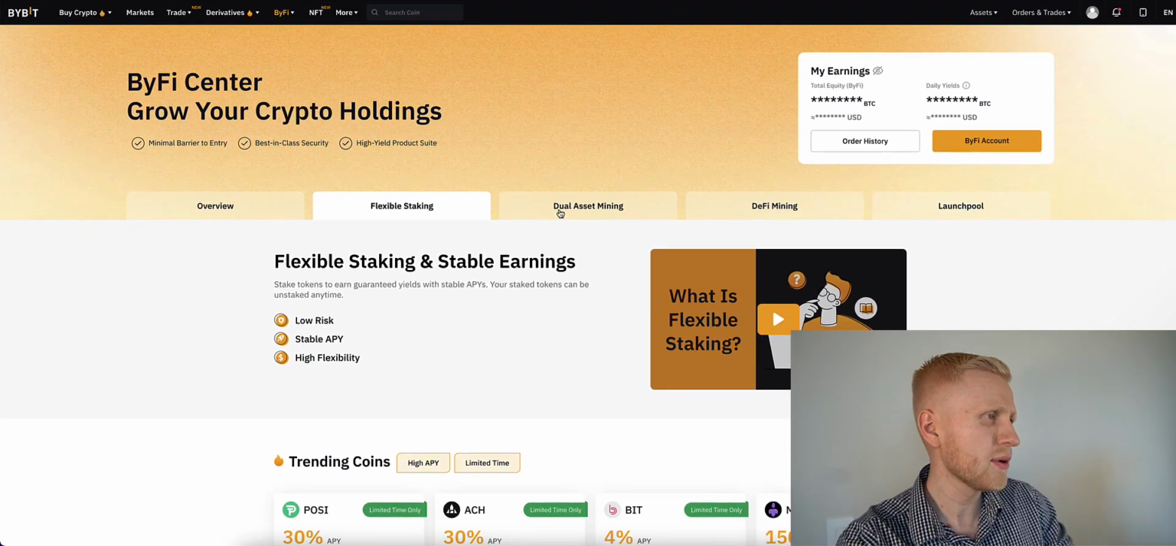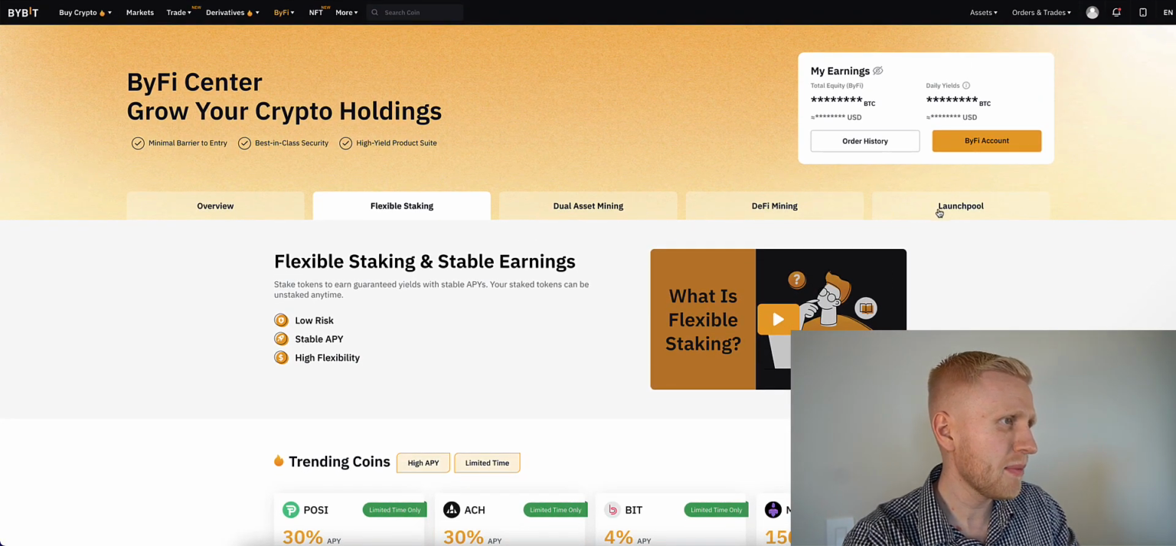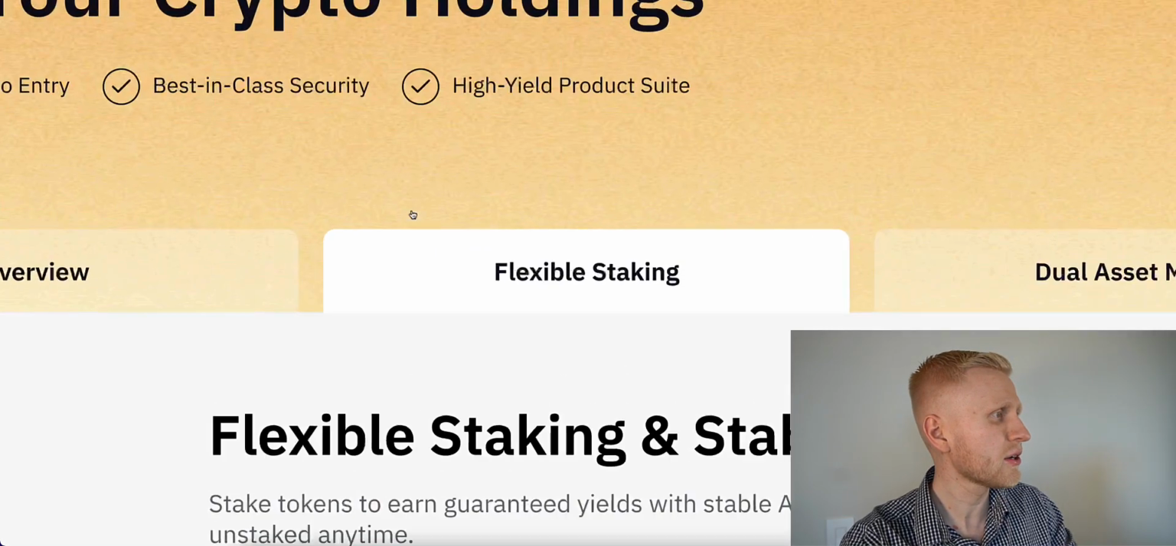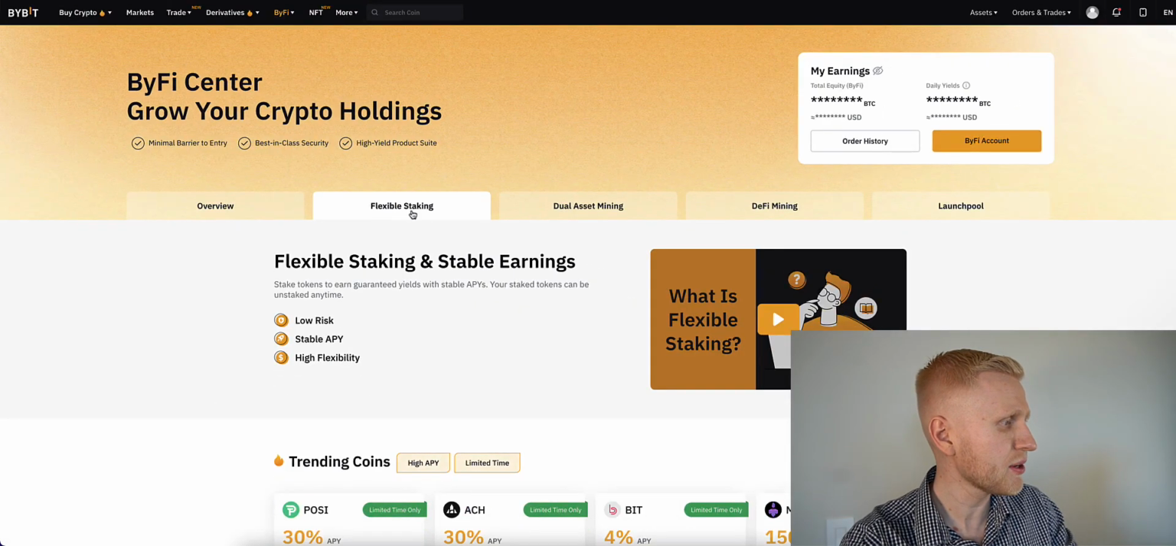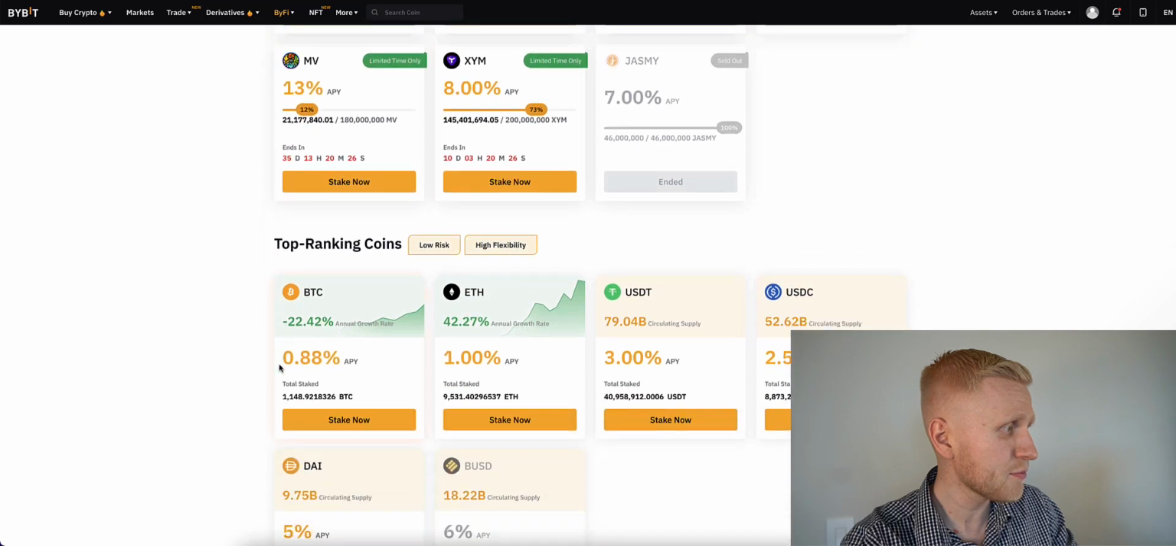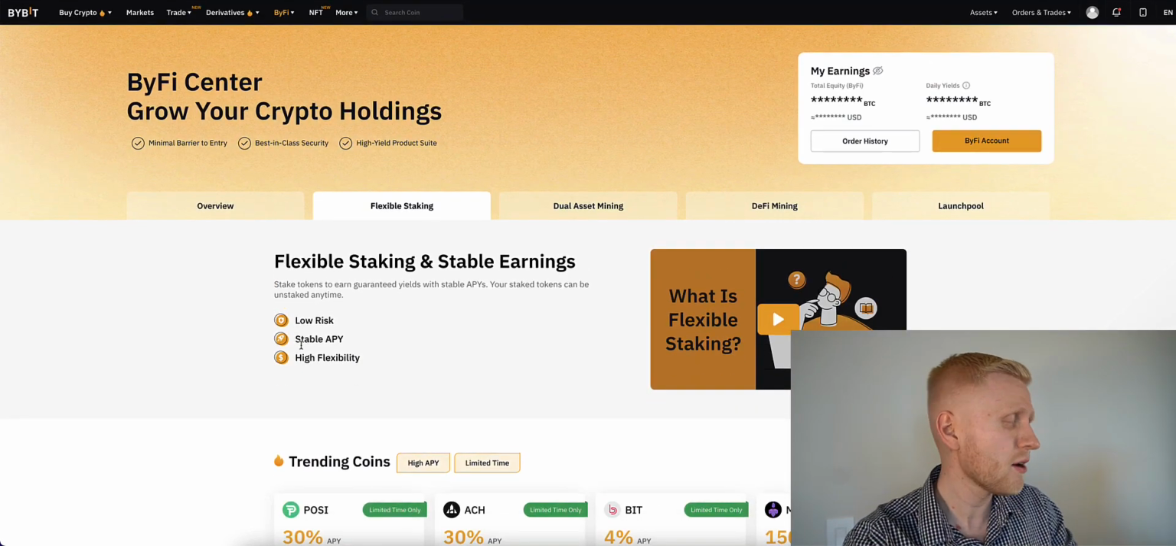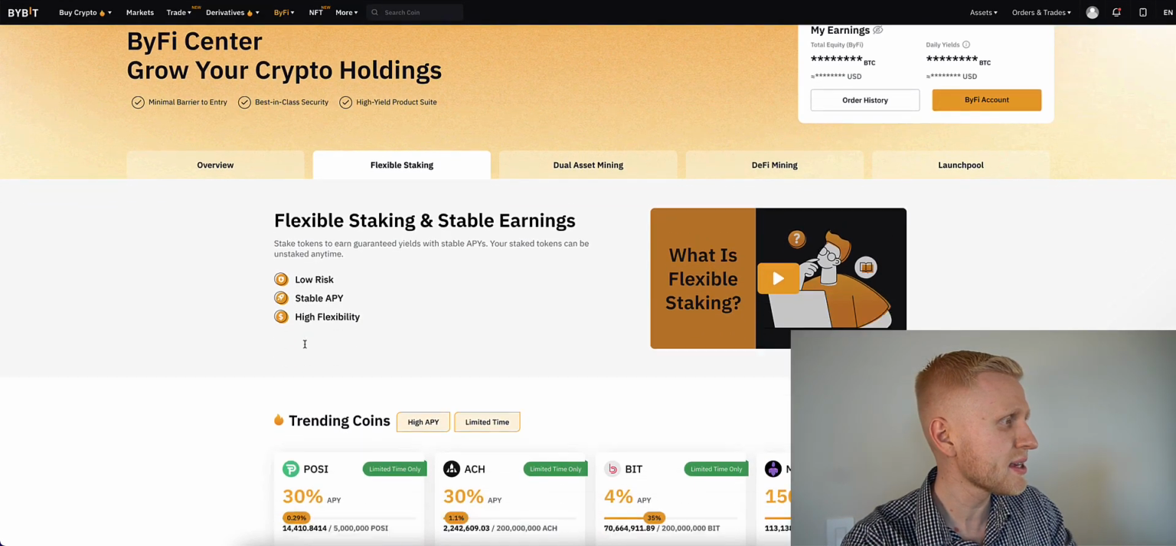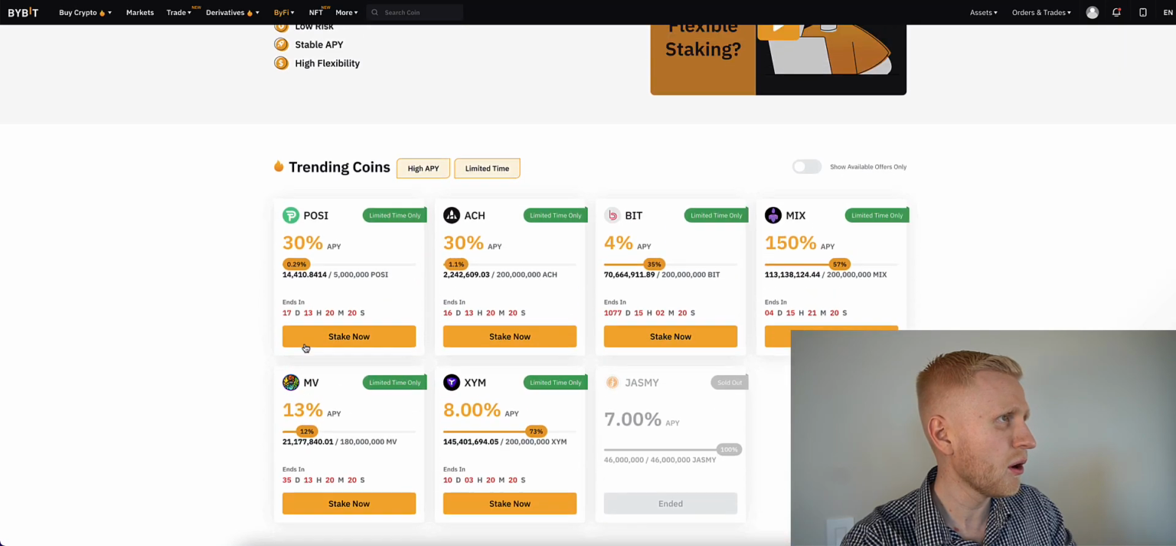There are also other ones, dual asset mining, DeFi mining, and launchpool, but those ones have a higher risk. Flexible staking is like guaranteed money, guaranteed principal, but these other ones are not guaranteed. So that's why for beginners, I would say flexible staking, especially BTC, is the best. Again, not finance advice, not investment advice, simply what I recommend for beginners.